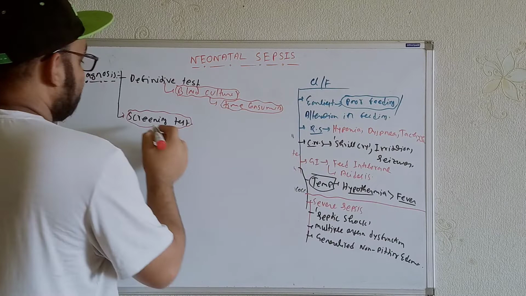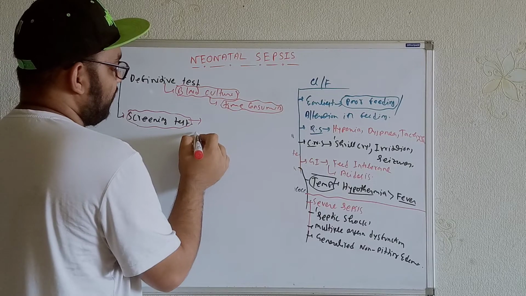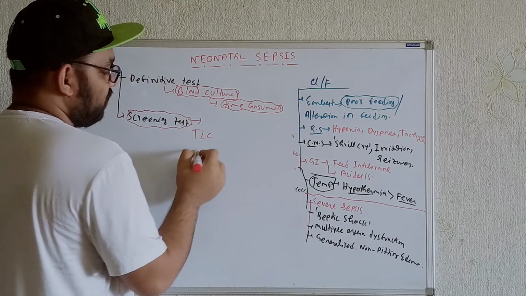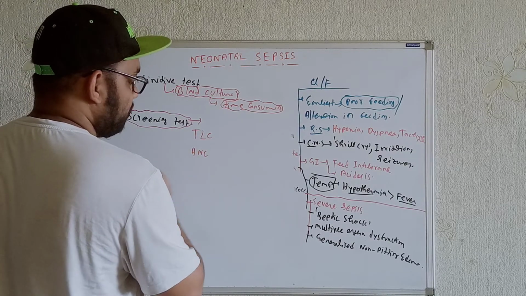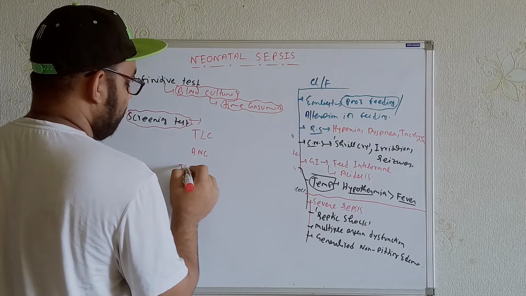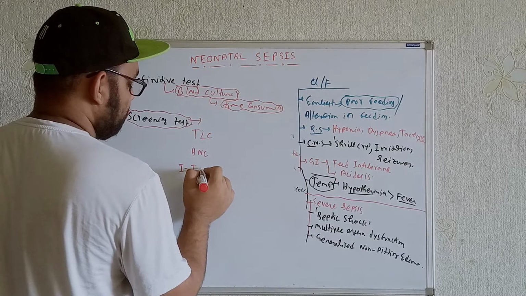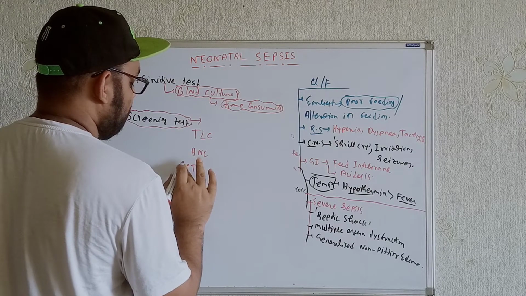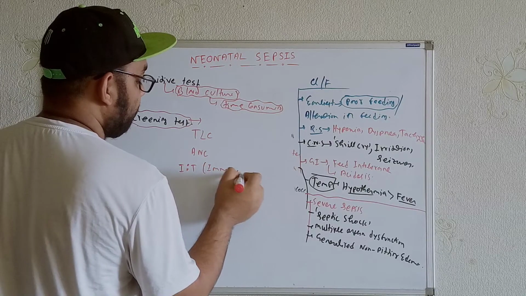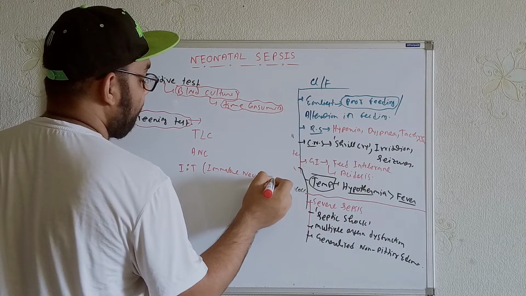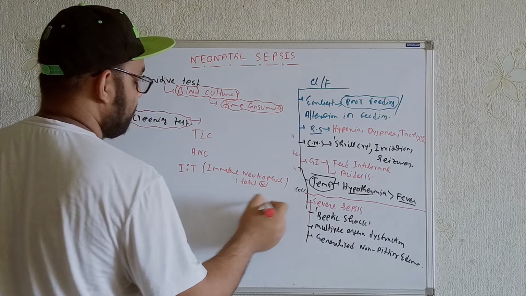Now within the screening test, there are 5 components. In these cases, we need to do 5 tests. What are they? First, we have to do the total leukocyte count. Then the absolute neutrophil count. Then the immature to total neutrophil ratio. Let me write it over here: immature neutrophil to total neutrophil. These are the tests.